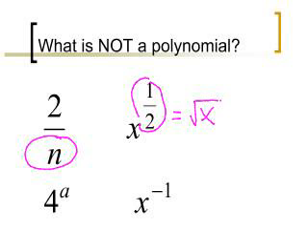Down here, we have 4 to the a. And this is not a polynomial because we cannot have a variable exponent. So the fact that this 4 is raised to the a power makes it not a polynomial. And then this very last one, well, you know when you see a negative exponent, you make it a fraction. So we have 1 over x. And again, we cannot have our monomial in the denominator, so this is not a polynomial.